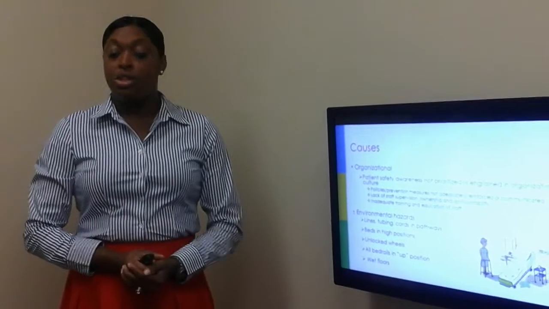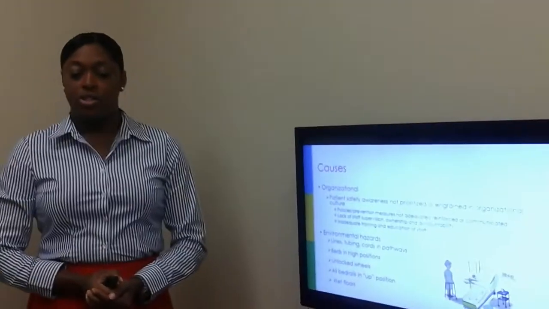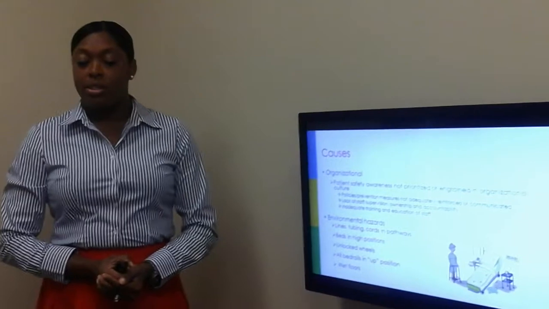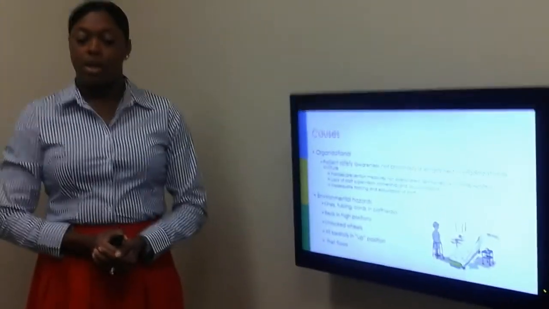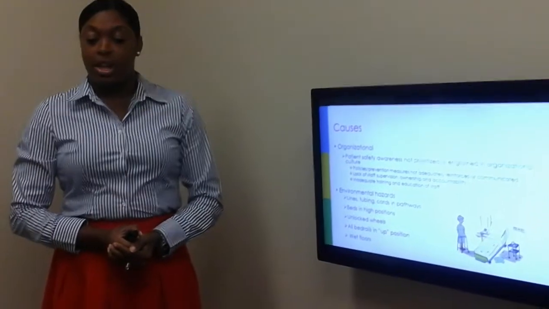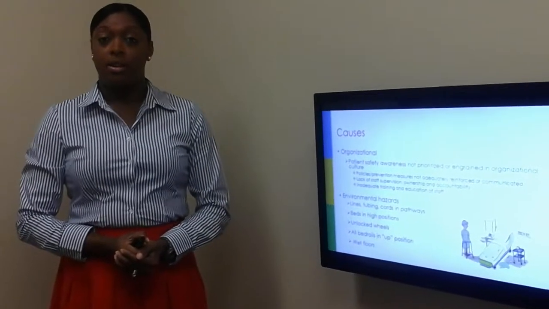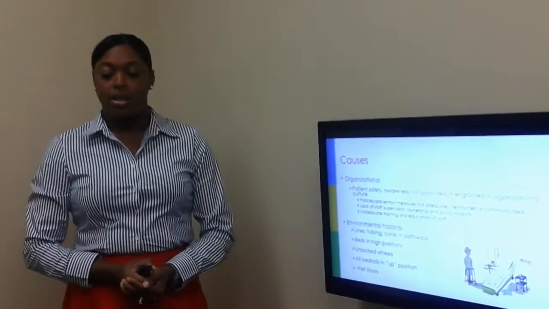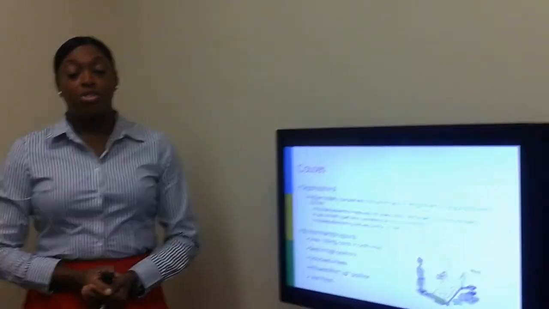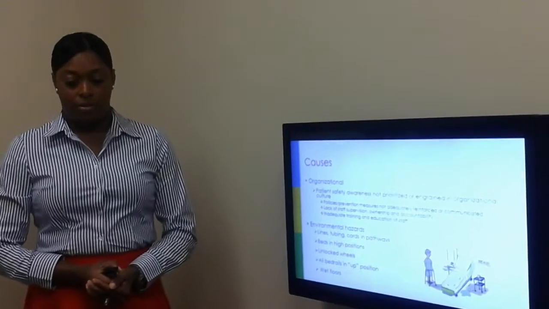When it is determined that the causes are organizational, patient safety awareness is not prioritized or ingrained in the organizational culture. Policies and prevention measures are not adequately reinforced or communicated. There's a lack of staff supervision, ownership and accountability, and typically there's inadequate training and education to the staff.